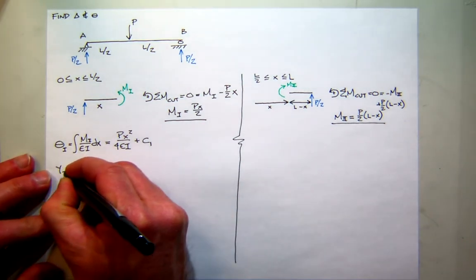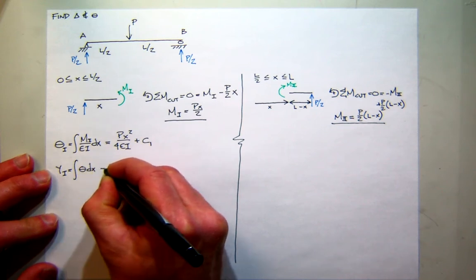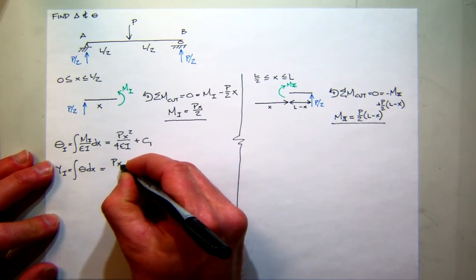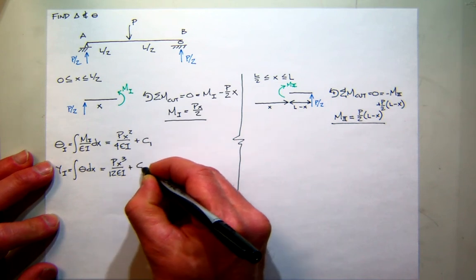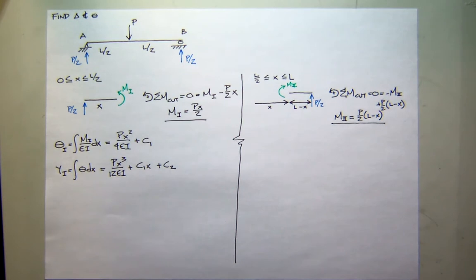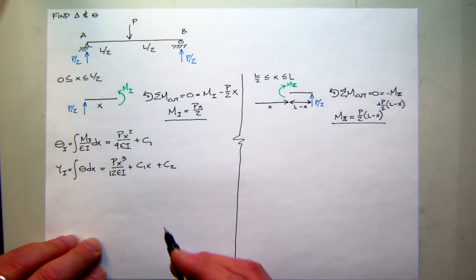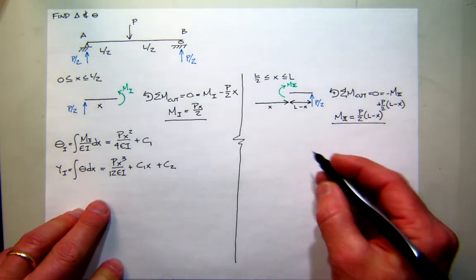So now the displacement in the first section is the integral of the slope. So I integrate this thing. So what do I get? I get Px cubed over 12EI plus C1x plus C2. But I do know something there. I do know the displacement at A is 0. So I can solve for something here. Let's just hold on to that for right now. Let's go to the other side and do the same thing.